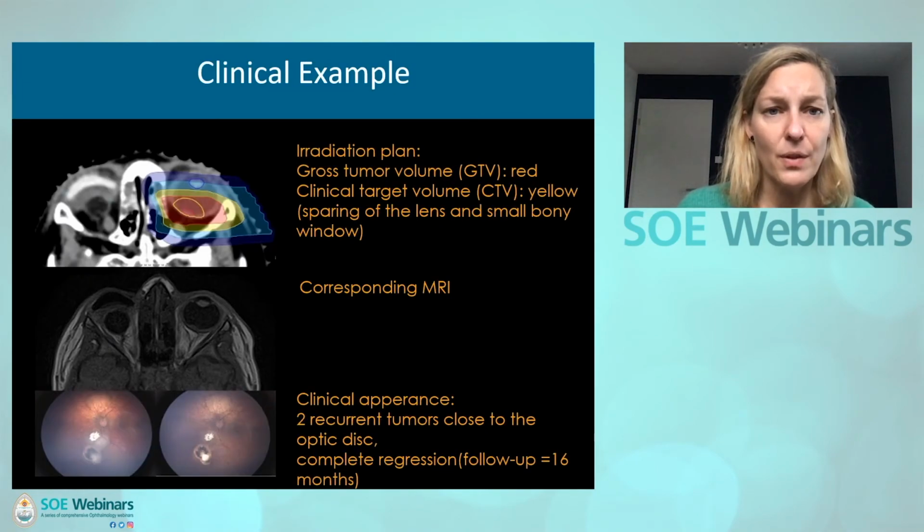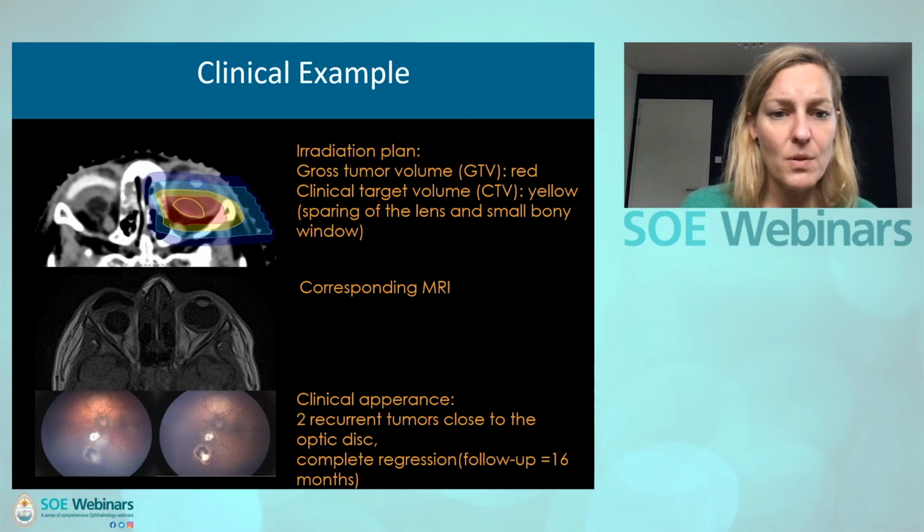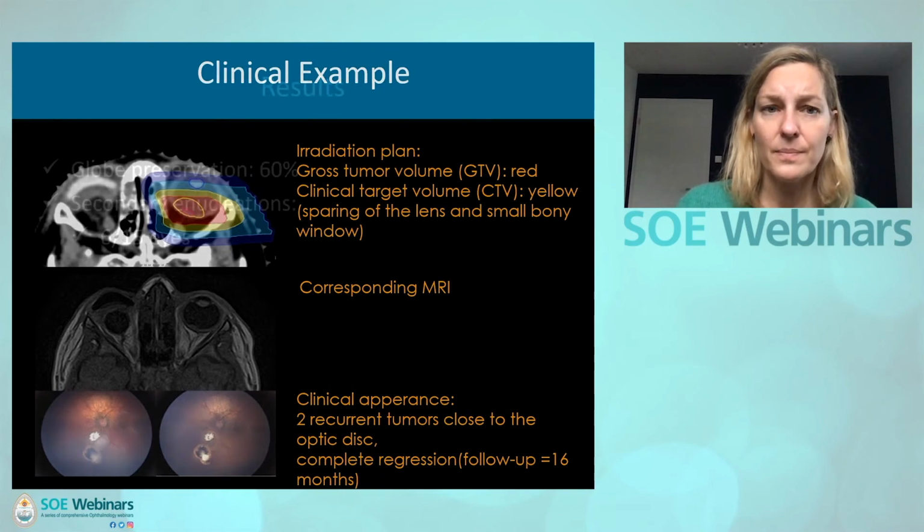Here I would like to share with you a clinical example. On the top you see the irradiation plan of one of our patients. The gross tumor volume is shown in red, the clinical target volume is shown in yellow, and here you can note the sparing of the lens and the small bony window, and on the bottom you see the clinical appearance of our patient. So we had 2 recurrent tumors close to the optic disc, and after PBT we had a complete regression, now over a follow-up of more than 16 months.